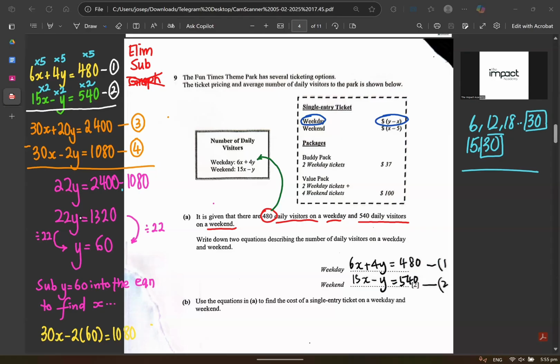Now from here, obviously you're going to rewrite something else. What is it that you're going to rewrite? You're going to continue from here. You're going to say 30x minus 120 equals 1,080. Are you understanding? Good. So what you're going to do is bring the 120 over. Can you speak as you write? 30x equals how much? Let me know.